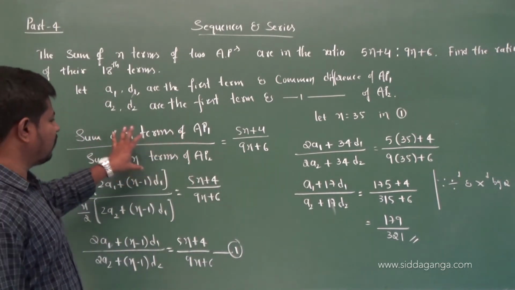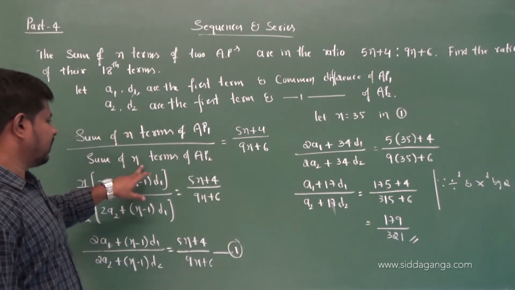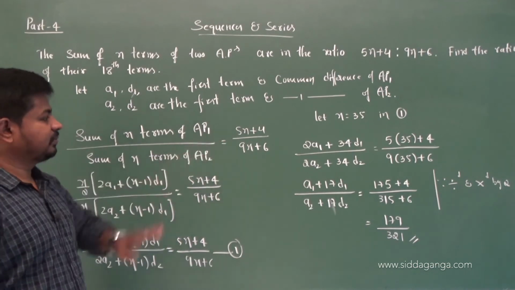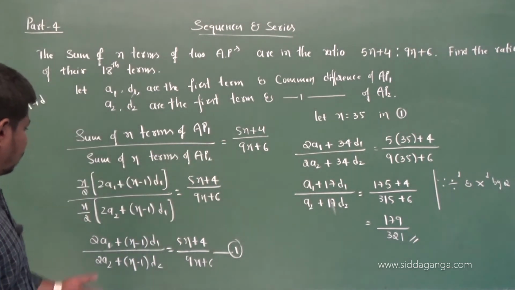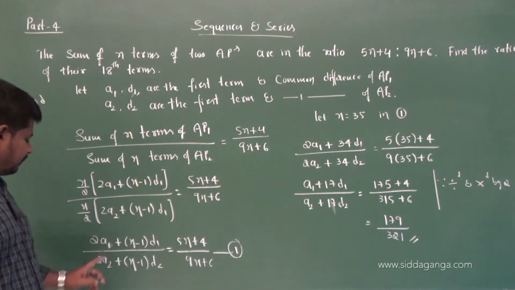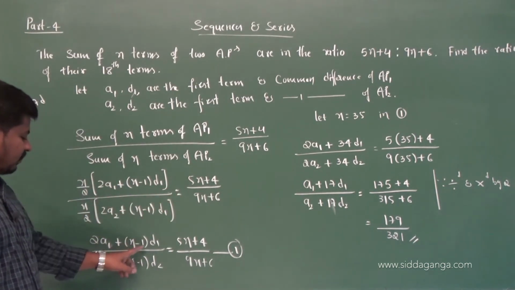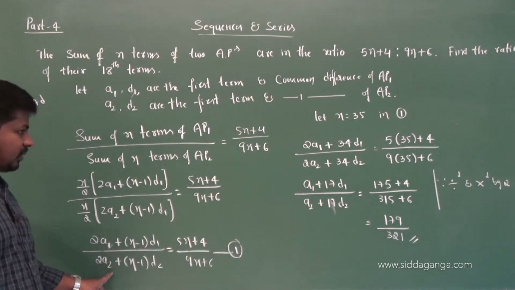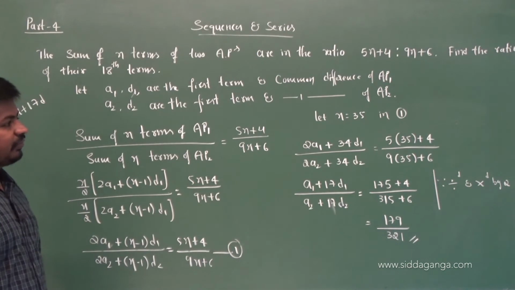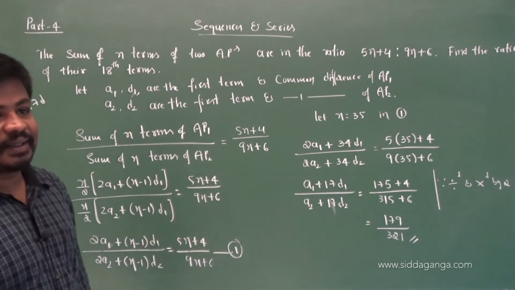I mean the sum of n terms of AP1, the ratio of the sum of n terms of the two arithmetic progressions are given for the same number of terms, and I taken using the results. n by 2, n by 2 get cancelled. Here we have 2a1 plus n minus 1 d1 remained. Here also 2a2 plus n minus 1 d2 equal to something. So what we have to find actually? We have to find the ratio of their 18th terms, right?